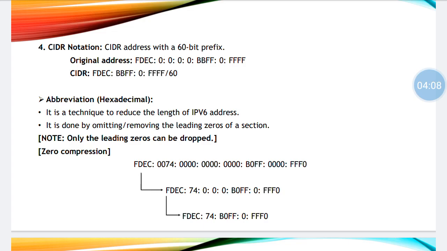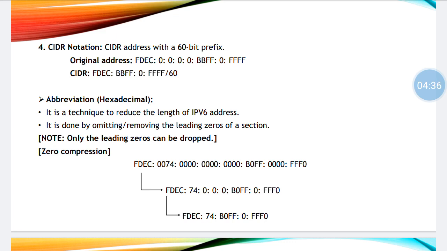There is one more constraint to this technique. The consecutive zeros can be eliminated as well. So if you could see, FDEC 74 0000 has been eliminated in the last row, B0FF, but the second last zero has not been eliminated, because if you remember, only the consecutive zeros can be eliminated and not a single zero. So in this way we could compress our IPv6 address.